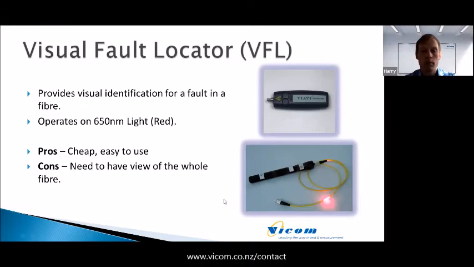So once again, around about $100 will get you a VFL laser pen with a range of about 5 to 10 kilometers, which is plenty for a VFL. The cons of using a VFL is that you need to have a view of the entire fiber. If the scenario where we're trying to troubleshoot with the VFL was in that example I just provided before, where the patch leads run into the wall recess, if there's a fault behind the wall recess, you're not going to be able to identify that or see that. So you need to have visibility of the entire fiber you're testing.